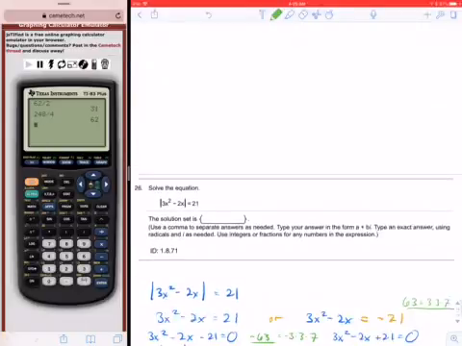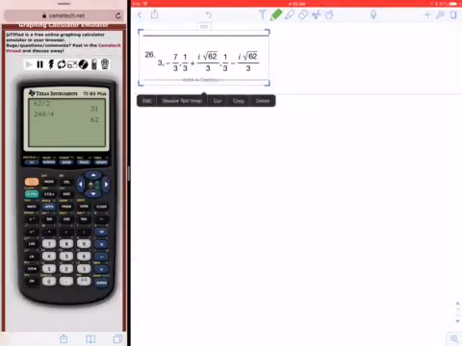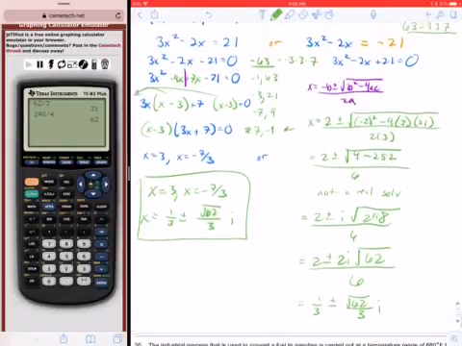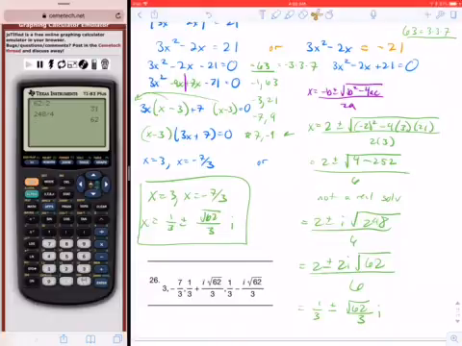Let's see, I think I have the solution here. Let's copy that. I'm going to paste it right here. And let's compare. So we got 3, negative 7 over 3, 1 over 3 plus i times the square root of 62 over 3, and then 1 over 3. Okay, so these are correct. Okay. So we're going to end this video here.